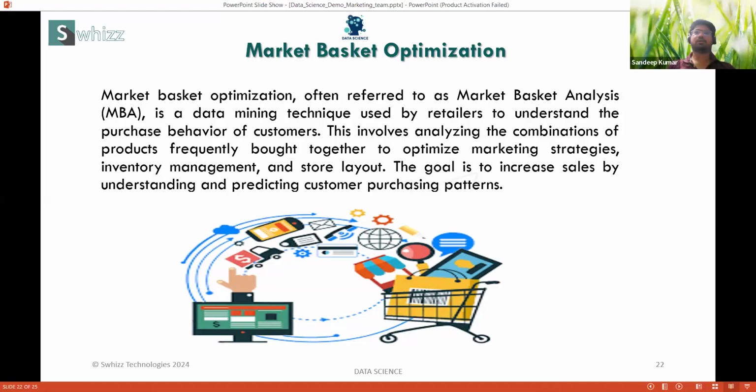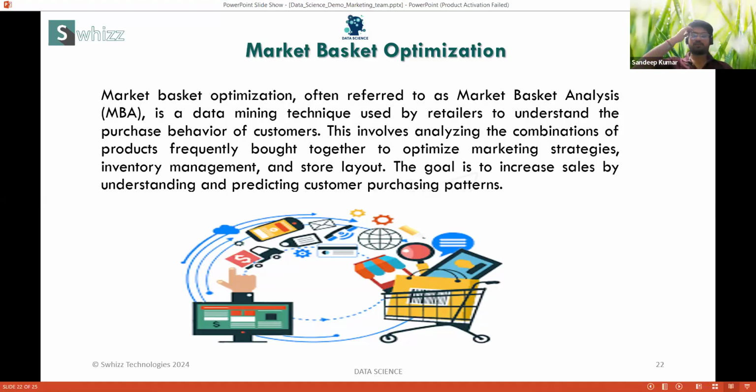If you type something like I need a trimmer, I want a trimmer, it will recommend different types of trimmers. This is market basket optimization. Here we are trying to find out the customer pattern, how the customer was thinking. Based upon the customer purchasing pattern, if you know how the customer was purchasing, we can increase our sales. That is what we are doing by using market basket optimization.